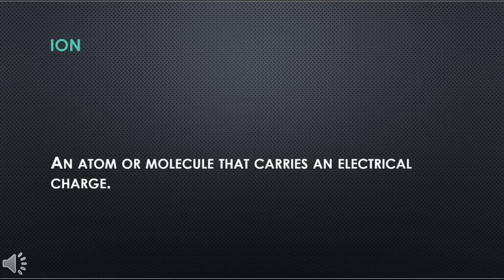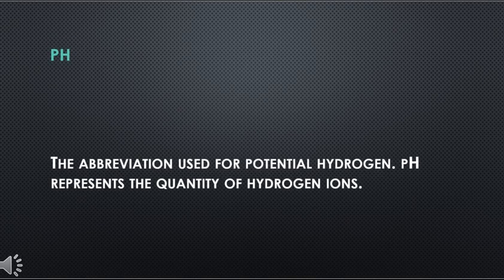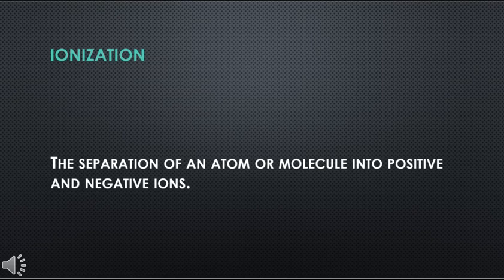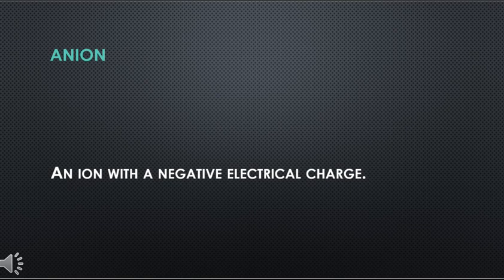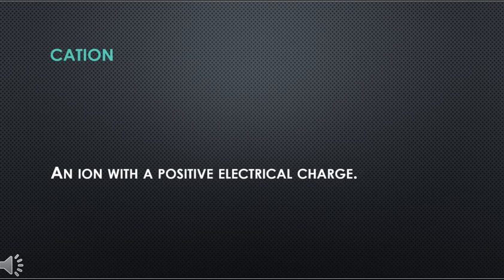Ion. An atom or molecule that carries an electrical charge. pH. The abbreviation used for potential hydrogen. pH represents the quantity of hydrogen ions. Ionization. The separation of an atom or molecule into positive and negative ions. Anion. An ion with a negative electrical charge. Cation. An ion with a positive electrical charge.